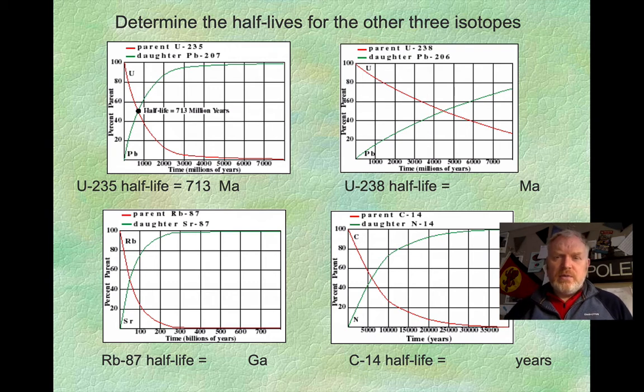What I'd like you to do is have a look at the graphs on the PDF. Can you work out what the half-life of these other radioactive elements are? Uranium-238, rubidium-87, and carbon-14. Notice the units are different for each of these. See what you can work out.